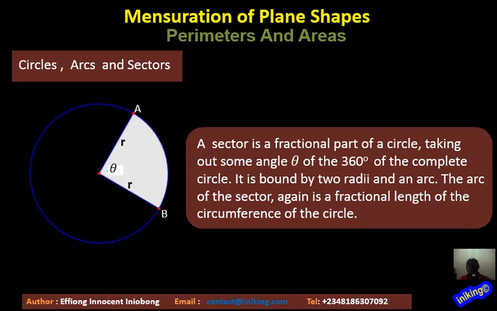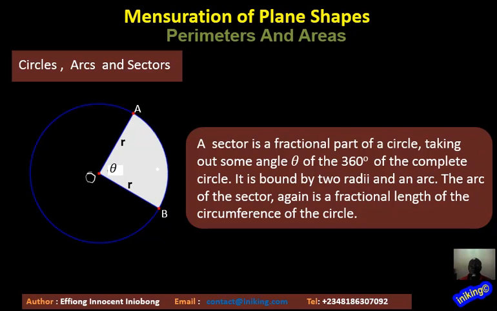What then is a sector of a circle? A sector of a circle is just a fractional part of the circle. We all know that a circle covers 360 degrees. If we cut out part of that circle, having some angle theta out of the 360, and it is bound on both sides with the radius and the arc AB, as you can see on the screen, that shape that looks like a pizza is what we call a sector. Let's call this O.